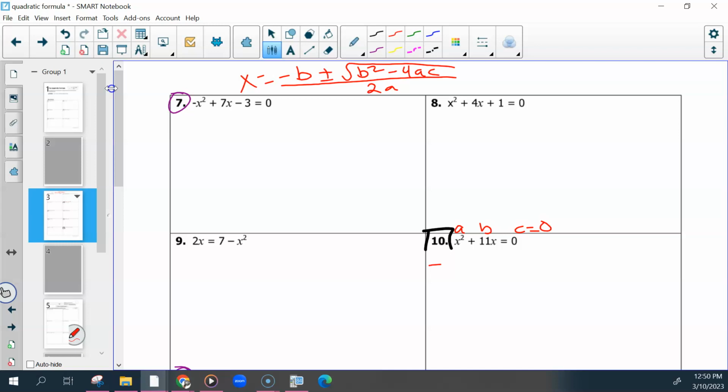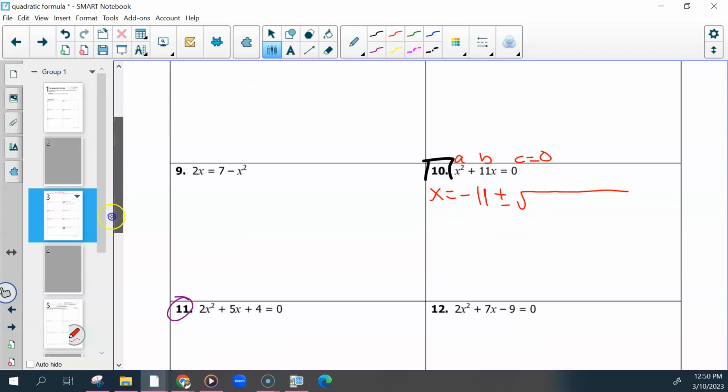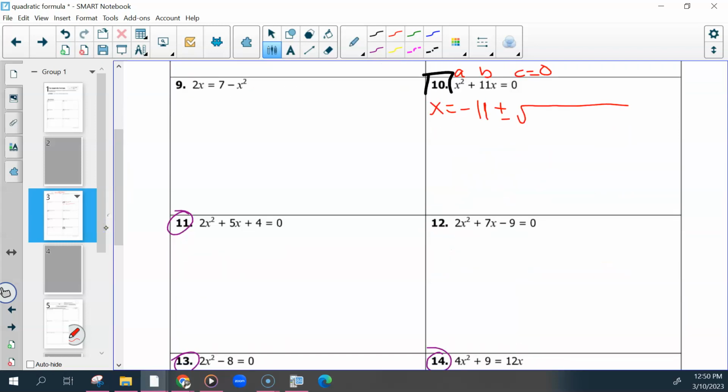Then we can start putting things in this formula. x equals negative b plus or minus the square root of b squared, which is 11 squared, minus 4 times 1 times 0, all over 2 times 1, which is just 2. As you get more comfortable, you can skip steps. I didn't put 11 and then squared, and I didn't put 2 times 1.